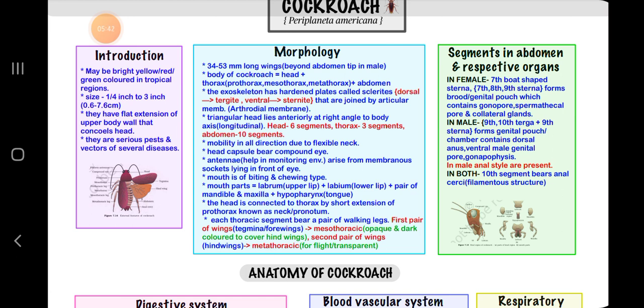Each thoracic segment bears a pair of walking legs. First pair of wings, that is mesothorax. Second pair of wings, metathorax. Segments in the abdomen and respective organs.